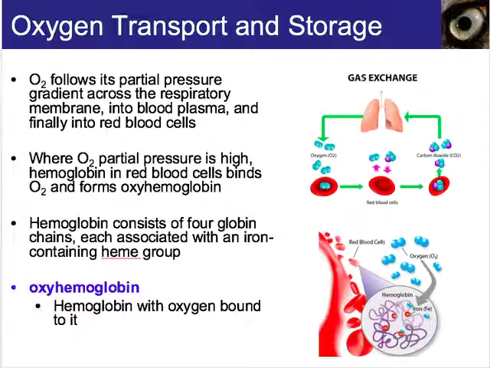So oxygen follows this partial pressure gradient across the respiratory membrane, into the plasma membrane, and finally into the red blood cells. Basically, what I'm telling you is oxygen is going to flow from the lungs into the red blood cells, and the red blood cells are then going to have carbon dioxide released and flow back into the lungs.